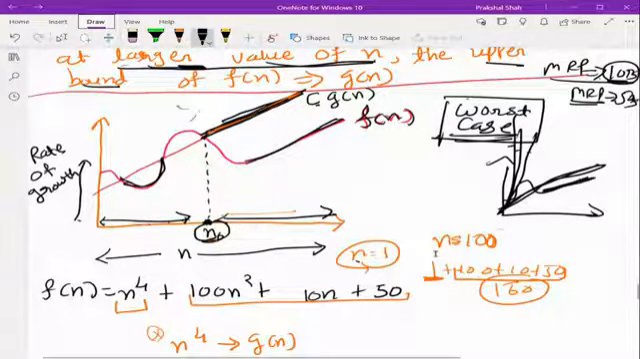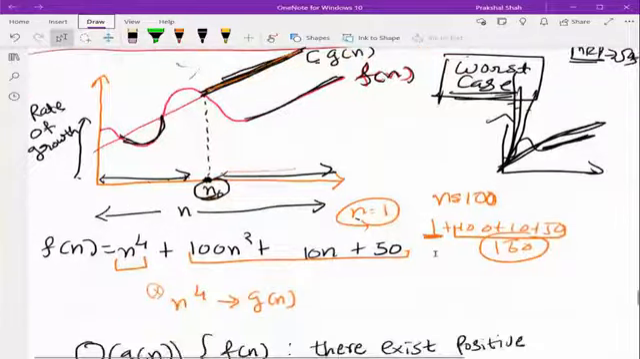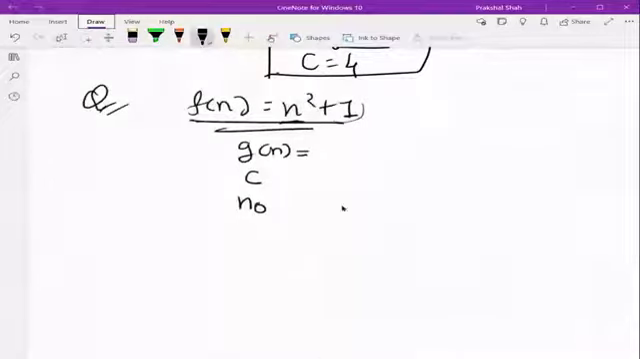Yes, Priyanshu, g of n will be the upper bound. That is our worst case. Now, with this f of n equals n square plus 1, if I want to find g of n, c and n naught: I already told you that the value of g of n, my upper bound, should be greater than f of n but as near to f of n as possible, because I have included the word tight in the definition. Am I making sense, everyone, to this point?